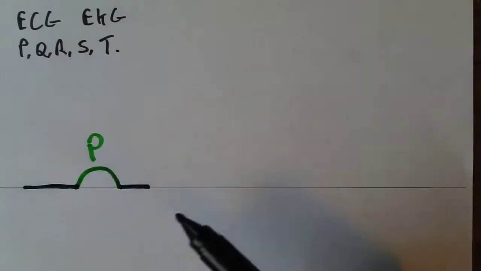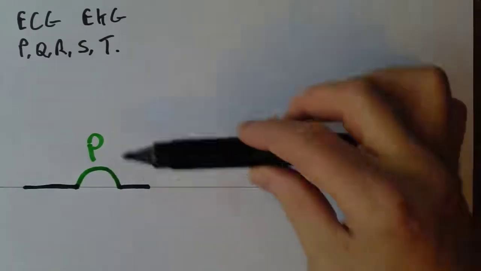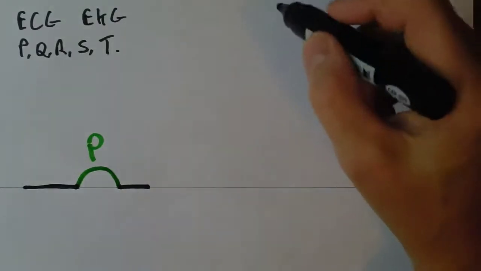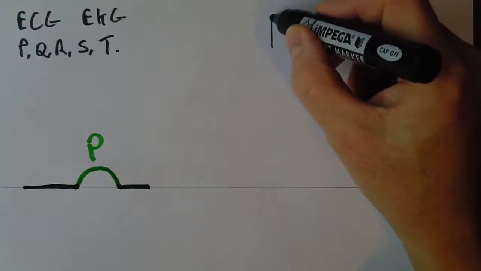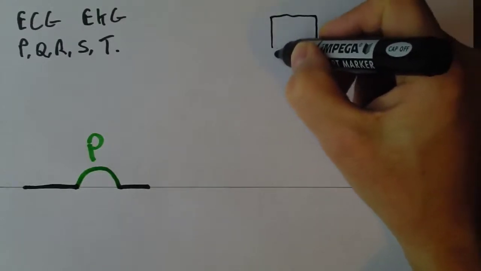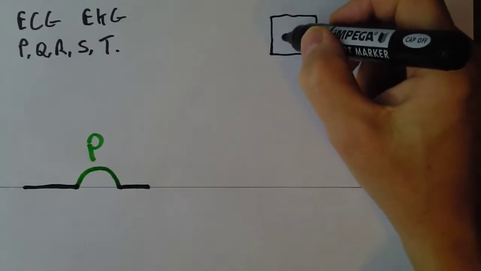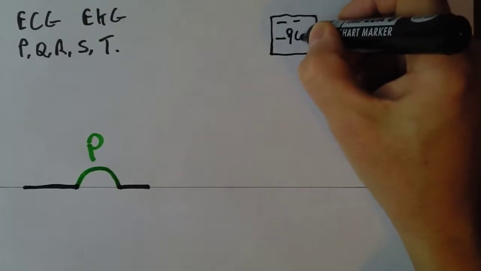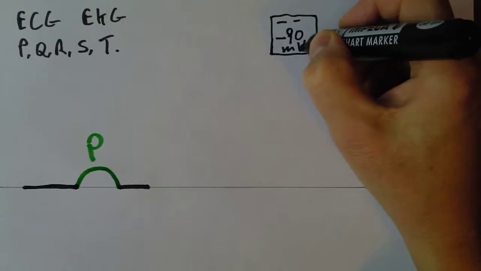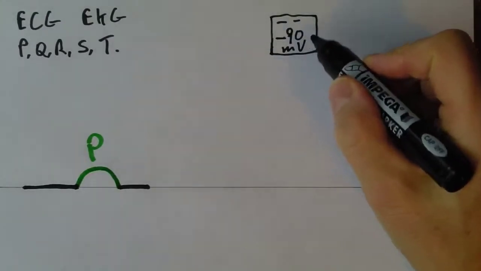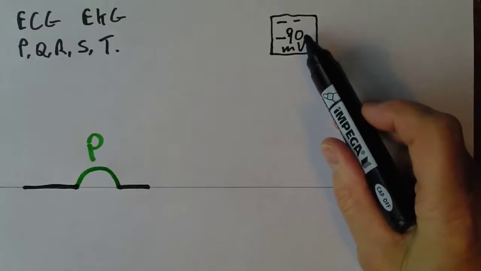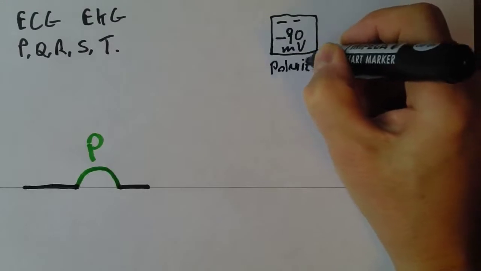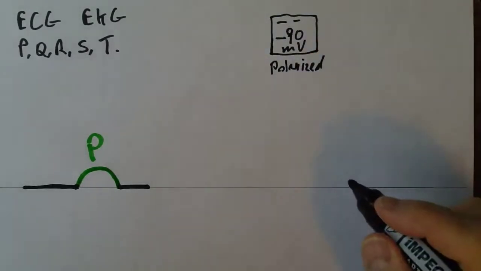Now what's happening here with the P wave is the P wave is caused by the depolarization of the atrial myocardium. So in the myocardium there's lots of individual cardiac cells, lots of individual myocytes, and at rest these are going to be negative inside, about 90 millivolts negativity. So there's more negative ions inside the cell than outside the cell. And when it's at rest like that, we'll say that that is polarized. So that is the polarized cell.